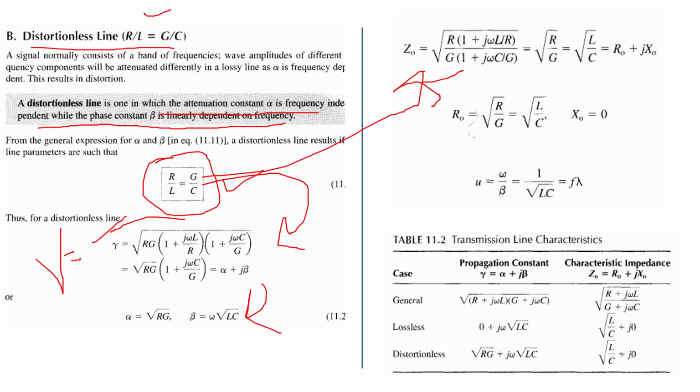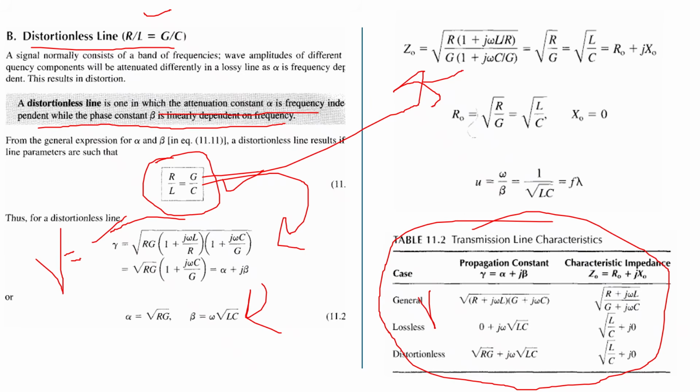So with the help of that only, here is the final chart. These are the very important results. So in general, this is the gamma, the most important one, that is square root of (R plus j omega L) into (G plus j omega C), and impedance is square root of (R plus j omega L) divided by (G plus j omega C). Most important equation, right? And also gamma is equal to alpha plus j beta, and use these equations in order to solve the lossless line and distortionless line.